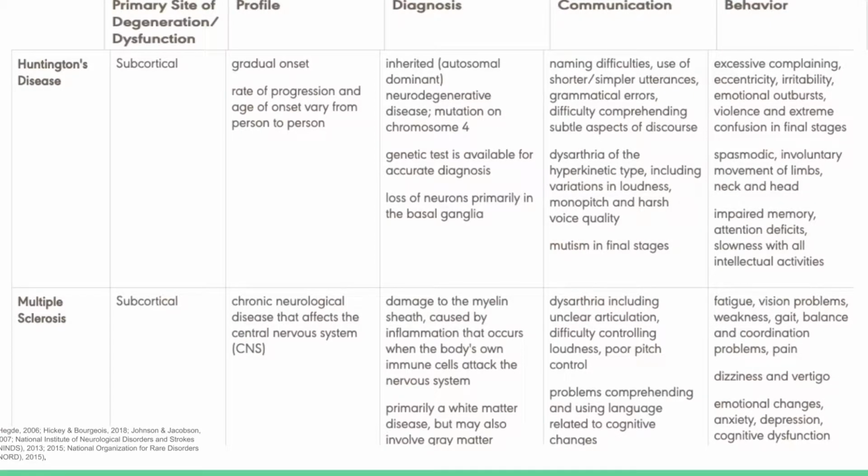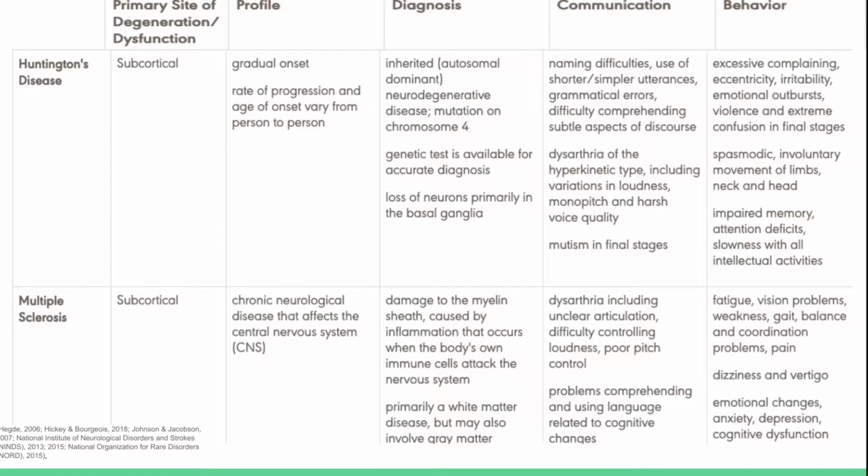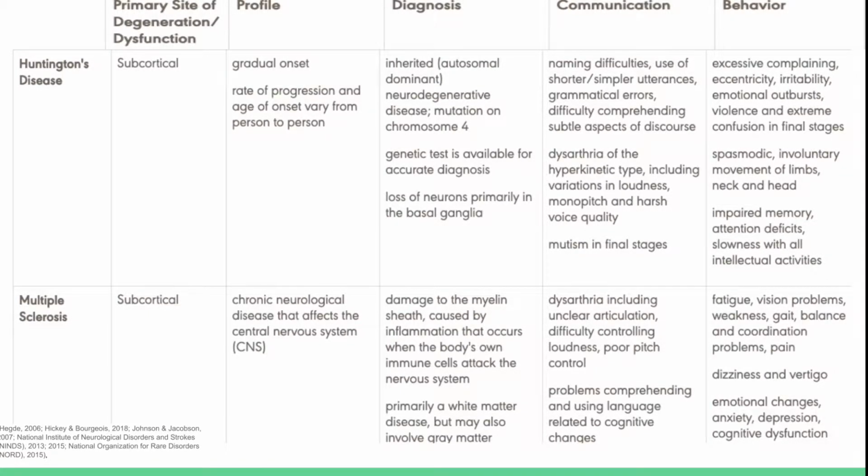It's caused by damage to the myelin sheath and inflammation that occurs when the body's own immune system's cells attack the nervous system. It's primarily a white matter disease, but it may also involve gray matter. Individuals with multiple sclerosis will have some communication issues such as dysarthria, including unclear articulation, difficulty controlling loudness, and poor pitch control. Additionally, they can have problems comprehending and using language related to cognitive changes.